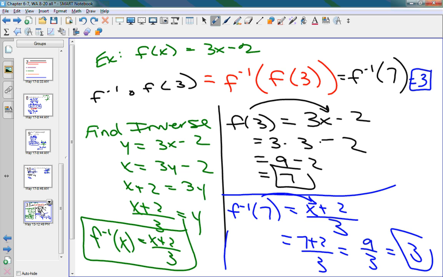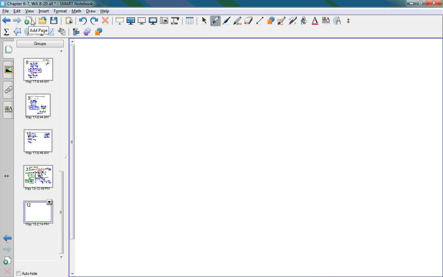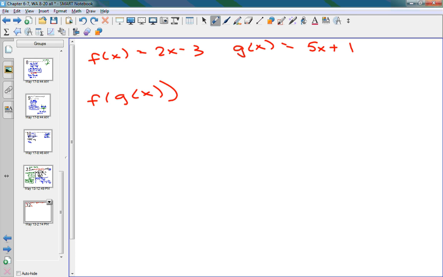Okay, now, one last example for tomorrow. If I give you f of x is equal to 2x minus 3, g of x is equal to 5x plus 1, I want to know what f of g of x is. How do I do that? Do I need to solve this thing for x? Nope. What is g of x? Just bring it up here.